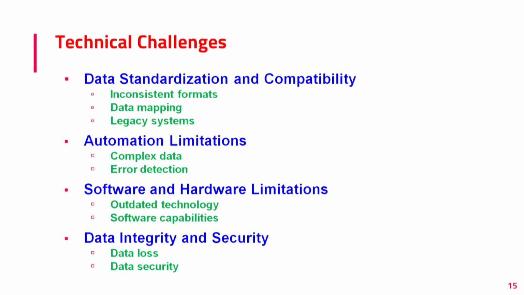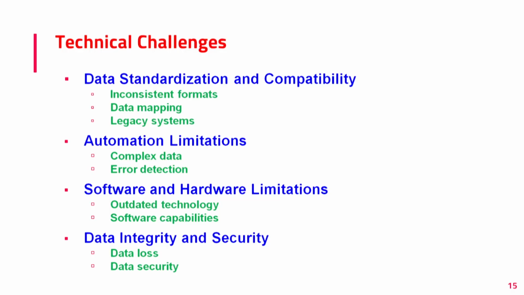Software and hardware limitations, such as the capability of the software you are using, which may be outdated or may not be compatible with the present scenario. So there are many issues associated with automation as well as software and hardware. Apart from this, we have challenges associated with data integrity and security.